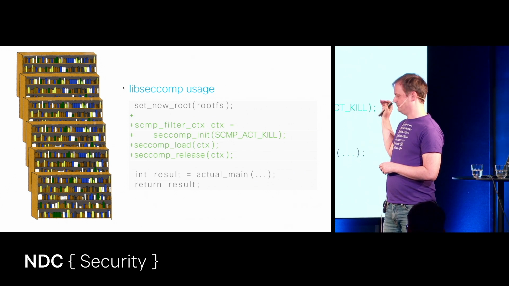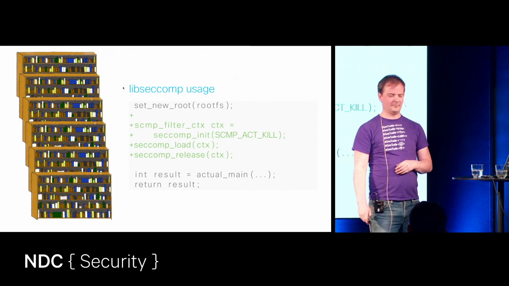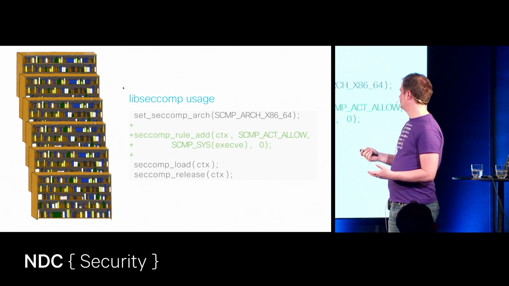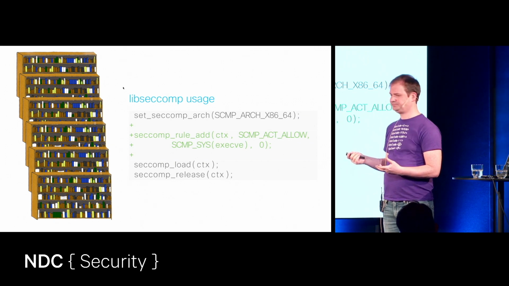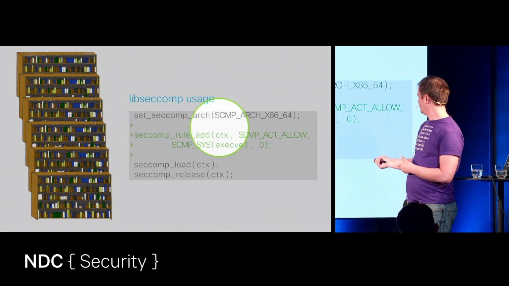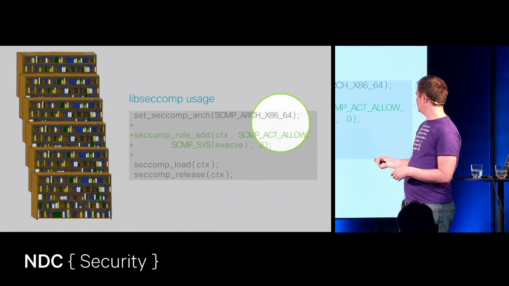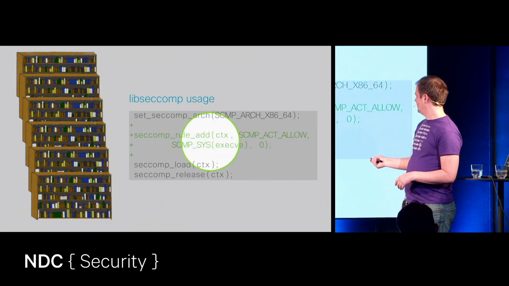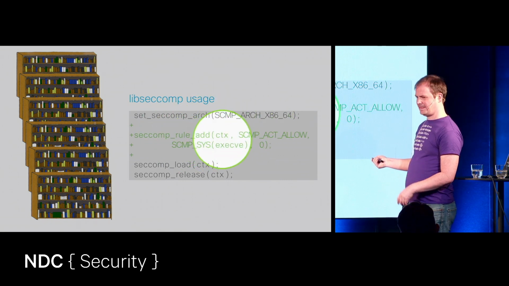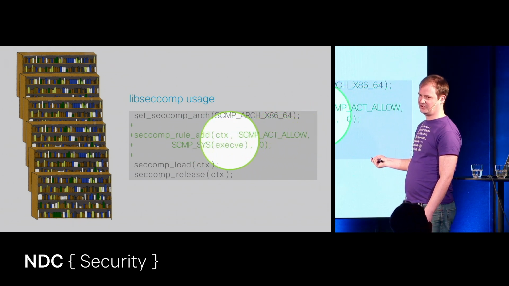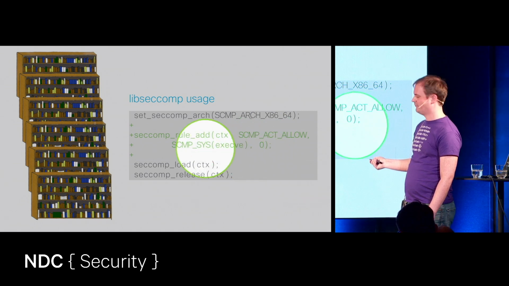So this is a step up. If you want to check a syscall with libseccomp, you add a rule to the context you created, and you say, I want to allow, SCMP_ACT_ALLOW, execve. And you have 0 arguments at this point. We'll come back to this 0.